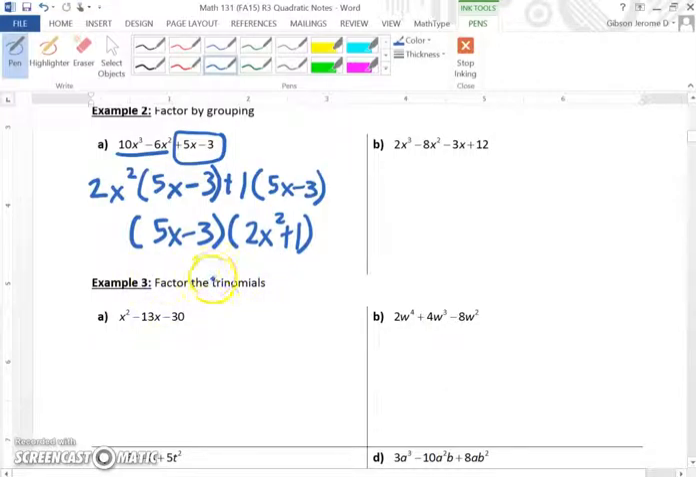Now, one other thing I want to stress here is this: you could have written the 2x squared plus 1 first, and then the 5x minus 3 second. It still would be the same answer.